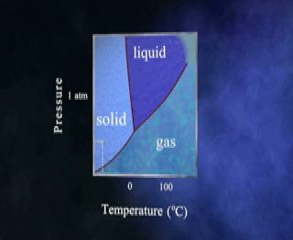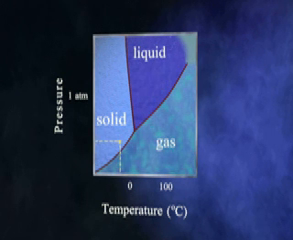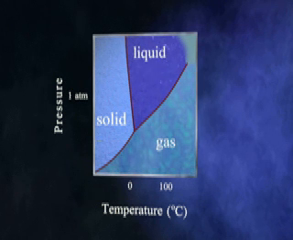If a sample of solid water is heated at a pressure below the triple point, it will sublime rather than melt as the temperature increases, because the only phase boundary it will cross is that between the solid and vapor phases. We can also track the changes in a sample of water as we vary pressure.